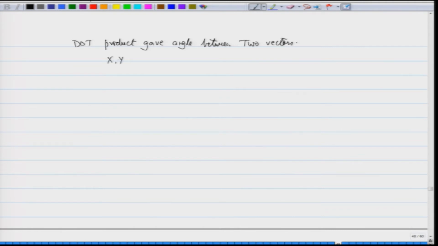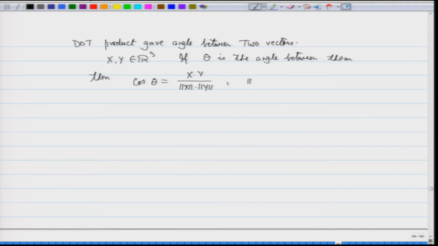So, given that x and y are two vectors in R3, if theta is the angle between them, then cos theta was equal to x dot y divided by length of x into length of y. All right. So, this length of x I am writing as the square root of x1 square plus x2 square plus x3 square. Is that okay? Fine.